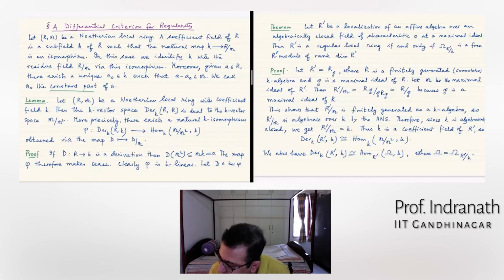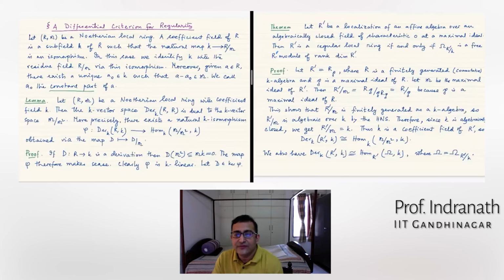Thus, K is the coefficient field of R dash. Okay, so basically what you have done here is that you have formally verified that you have your coefficient field. R dash is the localization of the affine algebra, and your K remains the coefficient field. You're not changing anything. Okay, so since this is true, we invoke this result, and we can say that the derivation module is isomorphic to the dual of M mod M square.